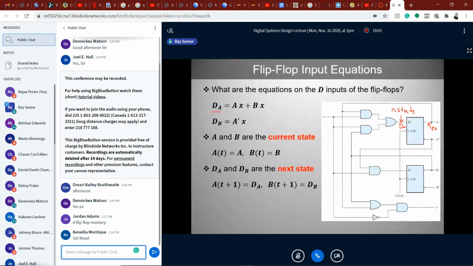All right, so the DA is really the input to the flip-flop. And so we said that the DA is the next state. So if we have an equation that specifies DA, then it also specifies the next state.